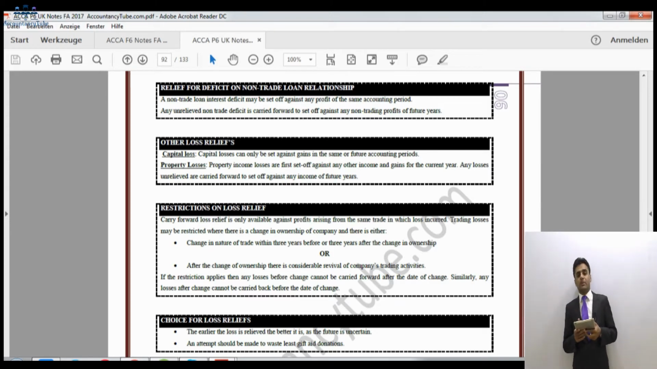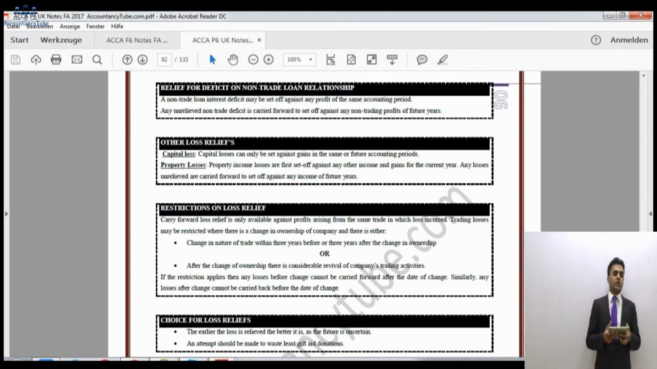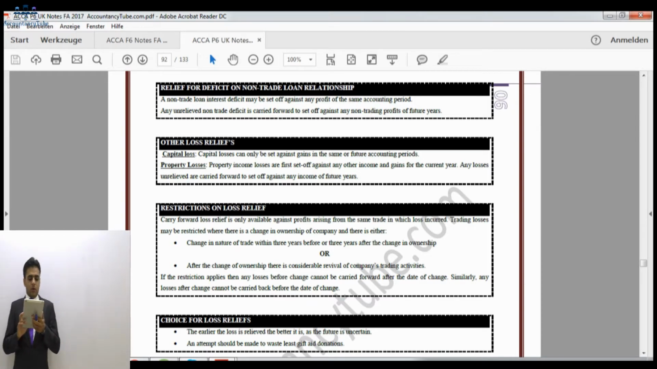If the company's ownership is changed and there is a change in the business operations as well, then the loss incurred before or after that cannot be set off against the periods before and after the change of ownership. For example, if there was a loss before the change, that loss cannot be set off against the profits of the after-change periods, and vice versa. Losses after the change of ownership cannot be set off against the previous years, meaning the years before the change of ownership. That's what it says in the notes as well.